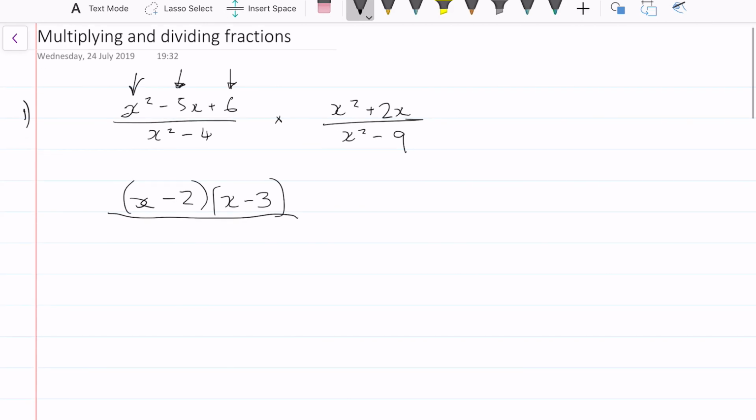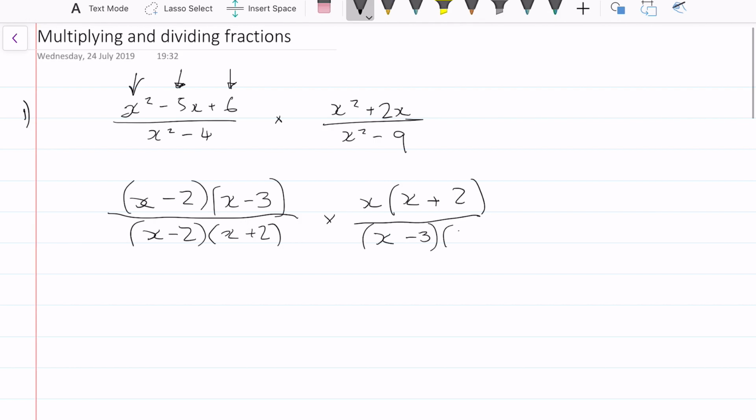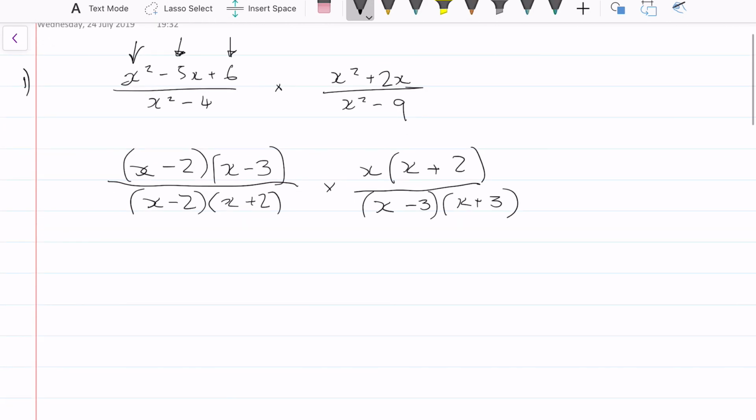Okay, factorizing the bottom using dots, we get x minus 2, x plus 2. And we have times, I'm pulling out an x there, so we have x plus 2, all over, again using dots, we're getting x minus 3, x plus 3. Okay, and by dots I mean difference of 2 squares.